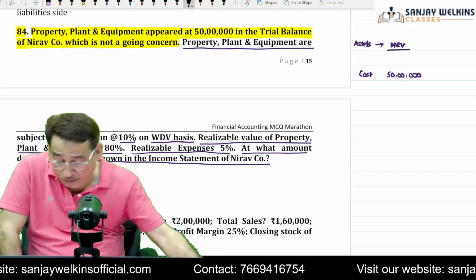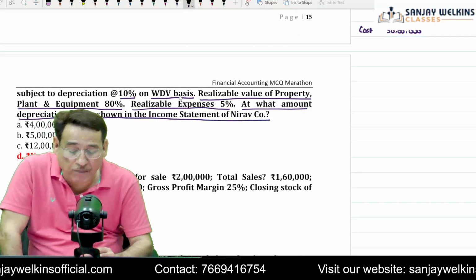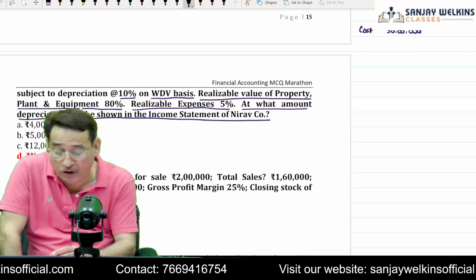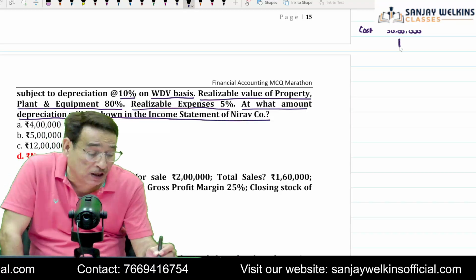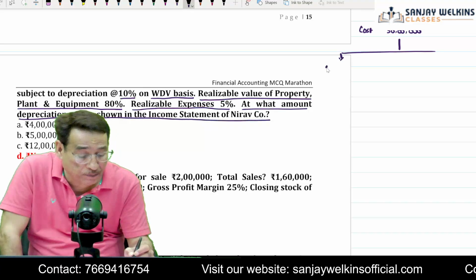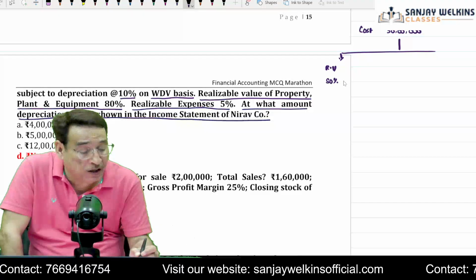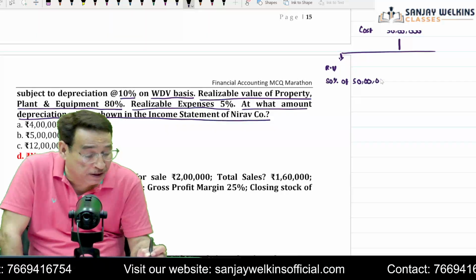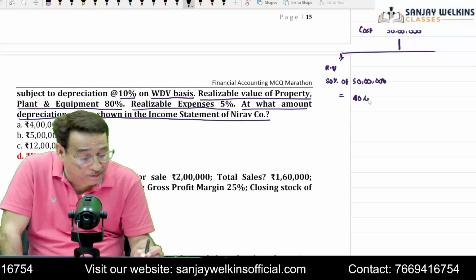Now below the question says that it is subject to a depreciation of 10% on written down value, no doubt about it. But further question states that realizable value of the property, plant and equipment is 80%. Now the realizable value is 80%. So 80% of 50 lakh will be equal to 40 lakh. Its realizable value is 40 lakh. No doubt about that.